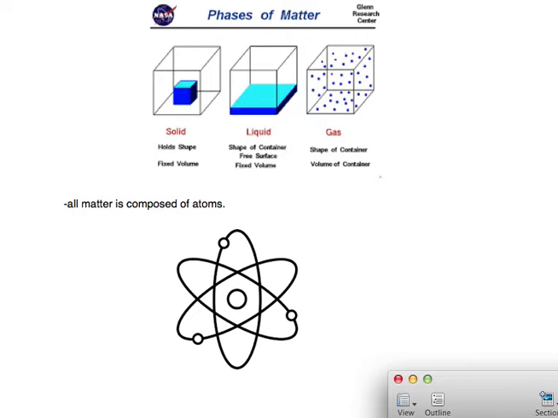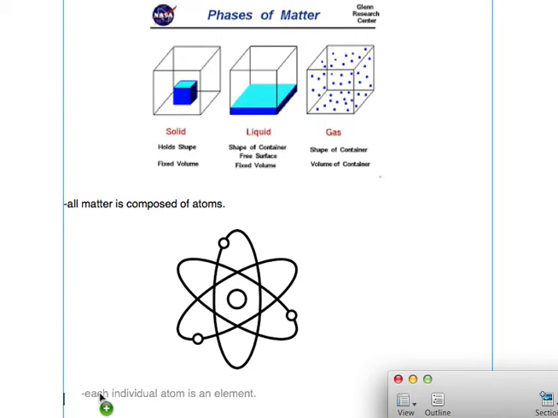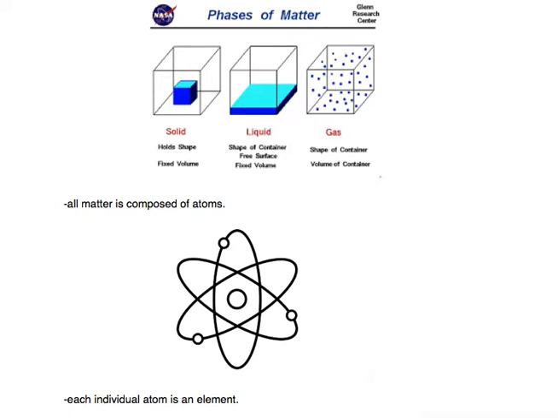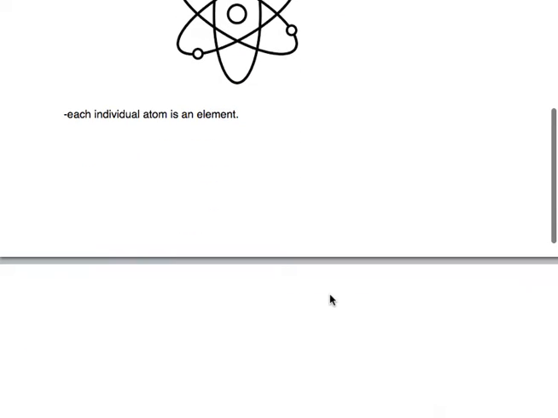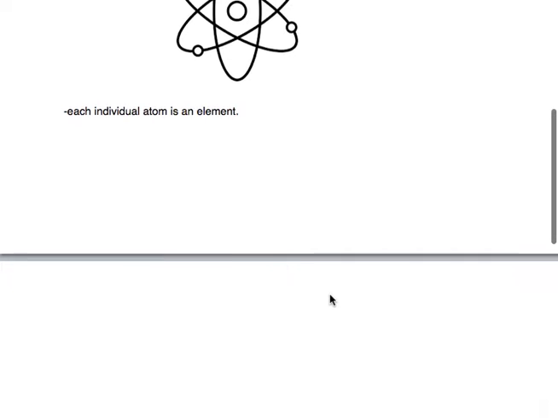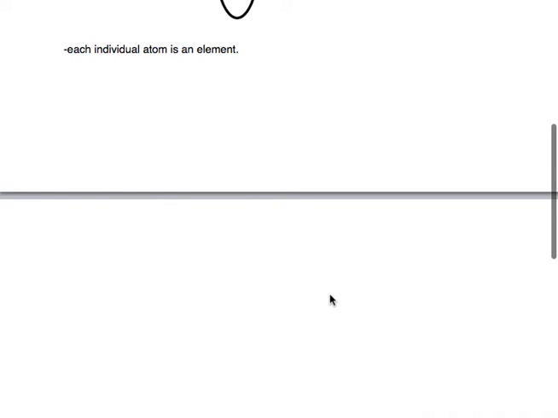Each individual atom is an element. This particular atom right here, it has 3 electrons, so that's the element lithium. But yes, each individual atom is an element. So other elements include oxygen, hydrogen, nitrogen, carbon. Those are some of the main ones we will be talking about.